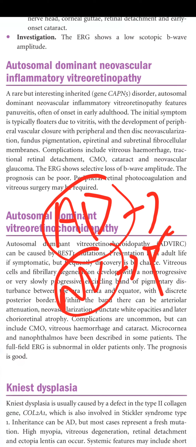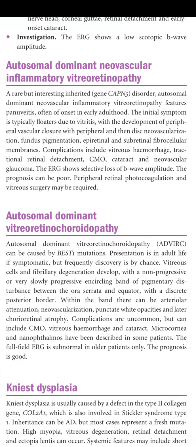The initial symptoms are typically due to vitritis, with the development of peripheral vascular closure, with peripheral and then disc neovascularization. There is fundus pigmentation, and epiretinal and subretinal fibrovascular membranes. So there will be the vascular closure and then neovascularization of the disc. There will be fundus pigmentation, and epiretinal and subretinal fibrocellular membranes. Complications include vitreous hemorrhage and tractional retinal detachment. There can be CMO, cataract, and neovascular glaucoma.